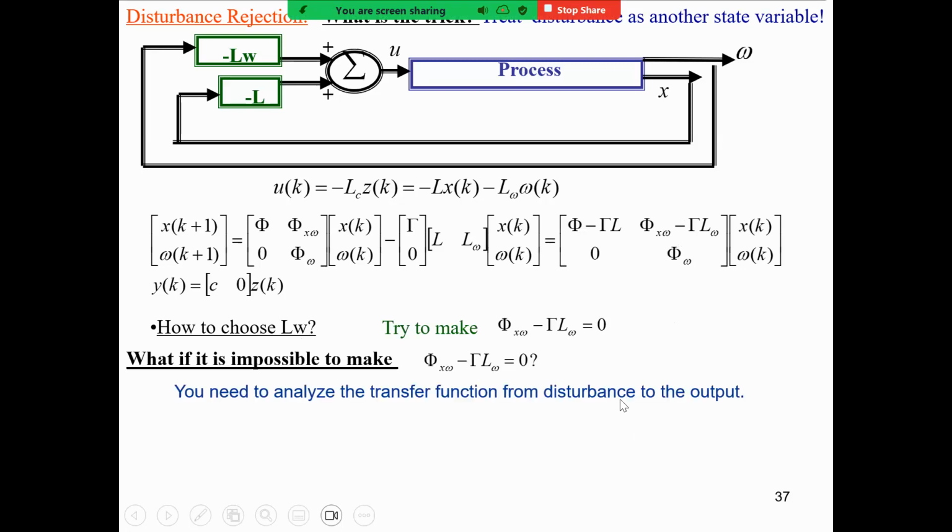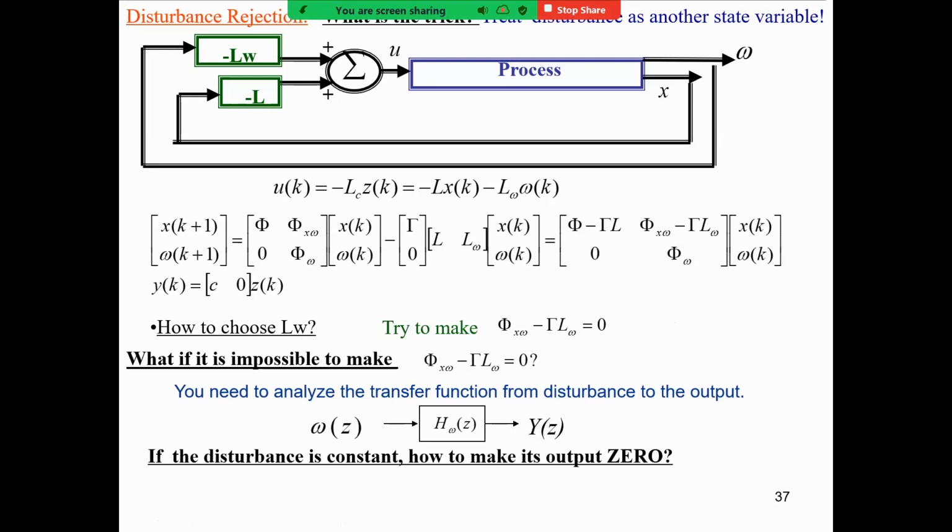If it does not happen, then we have to get the transfer function and analyze the transfer function from the disturbance to the output. Of course, how do you get the transfer function? You use the Z transform to get the transfer function.